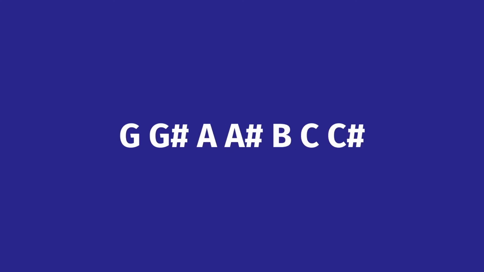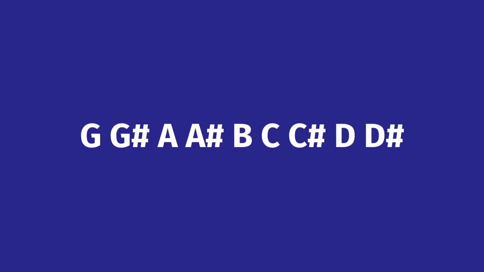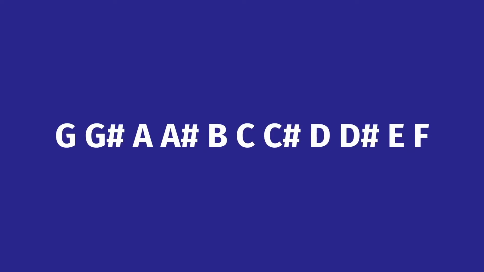Let me show you. We'll use the G major scale. We'll start out by writing out the 12 notes on the guitar, starting with G. So we'll have G, G sharp, A, A sharp, B, C, C sharp, D, D sharp, E, F, F sharp, and G. Now each step between the notes is a half step. This is where the phrase I mentioned before comes in.